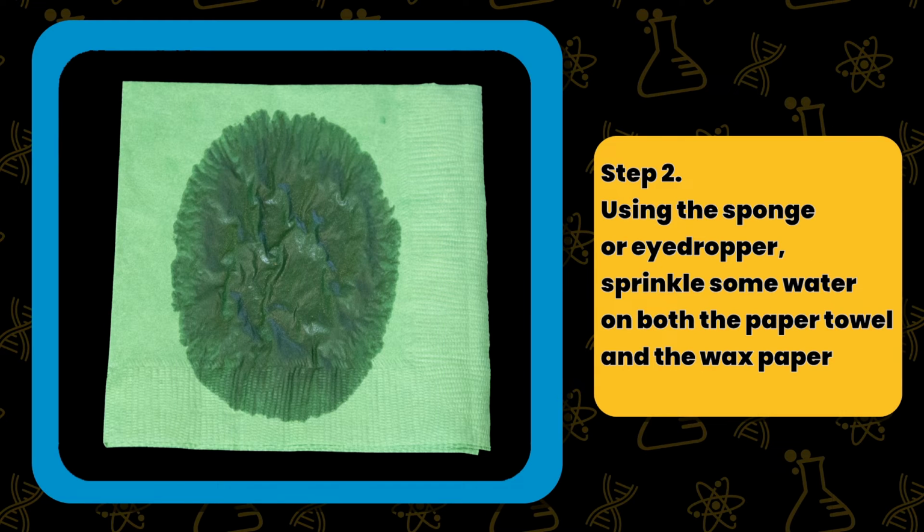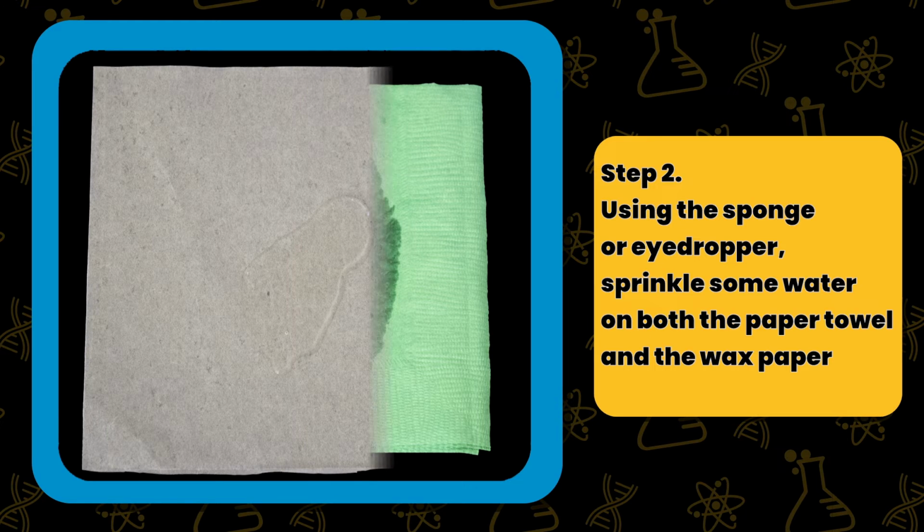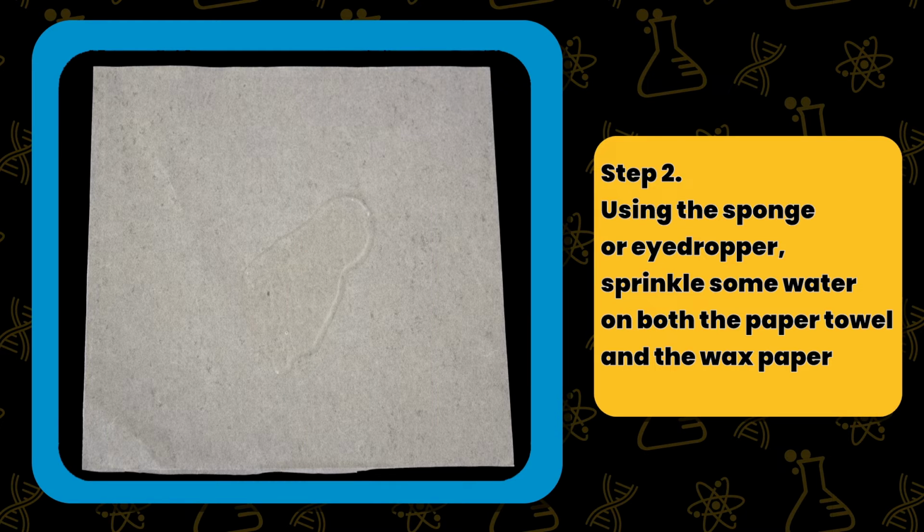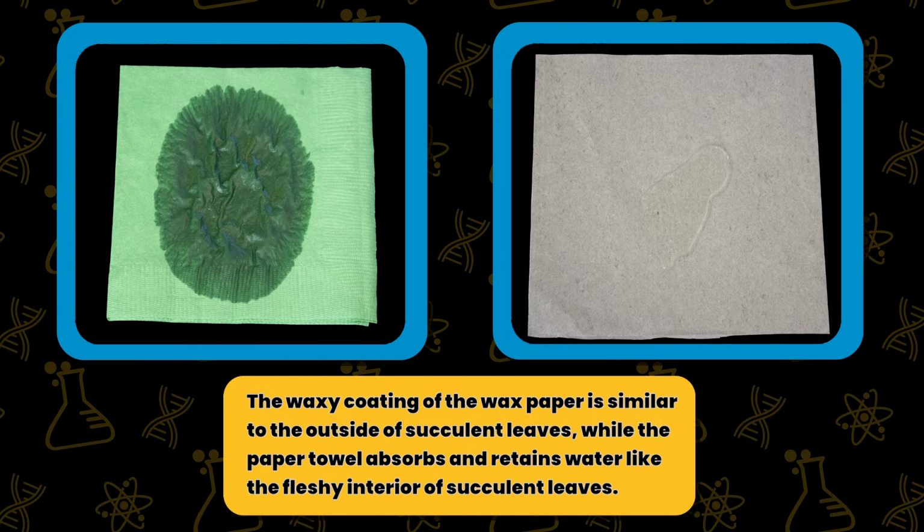Step 2. Using the sponge or eyedropper, sprinkle some water on both the paper towel and the wax paper. After sprinkling the water on the paper towel and the wax paper, you will see that the waxy coating of the wax paper acts similarly to the outside of succulent leaves, repelling the water and keeping it from being absorbed by the paper, while the paper towel absorbs and retains water like the fleshy interior of succulent leaves.